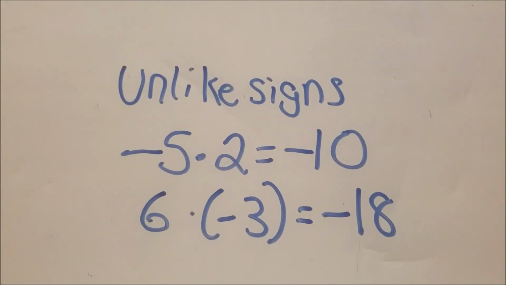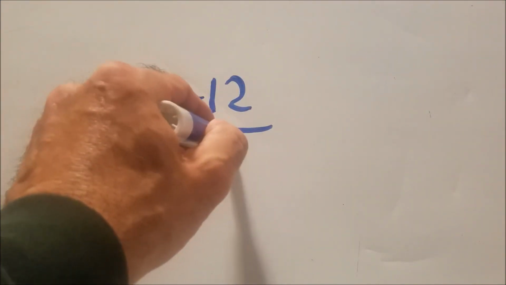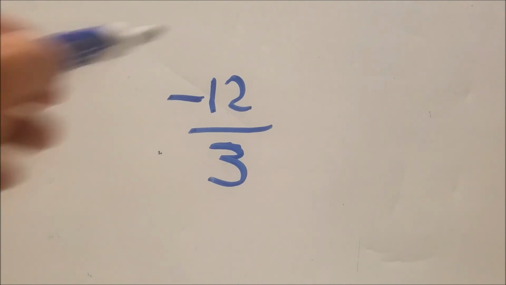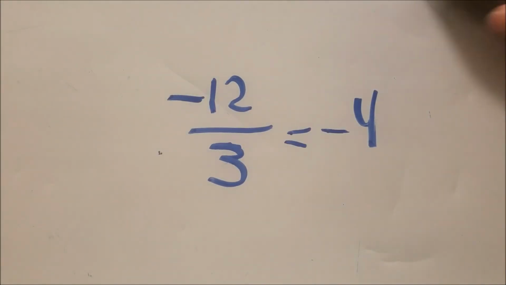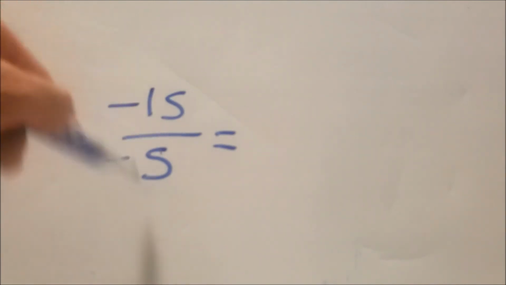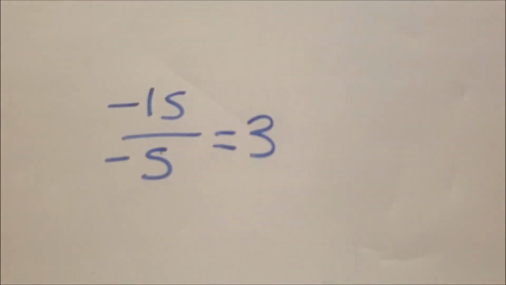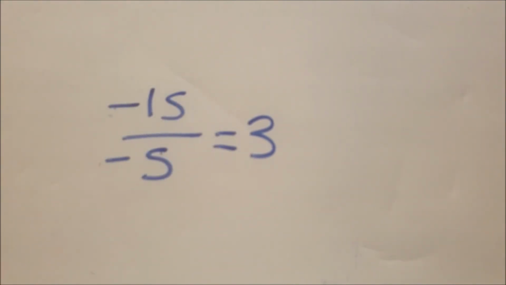And it's the same rule in division. So let's do some division. If I had negative 12 divided by 3, remember this is division. Unlike signs, right? So this will be negative 4. Right? So let's do a few. Negative 15 divided by negative 5. Same sign, right? So what's the rule again? Like signs, always positive. Unlike signs, always negative. That's the rule for multiplication and division.